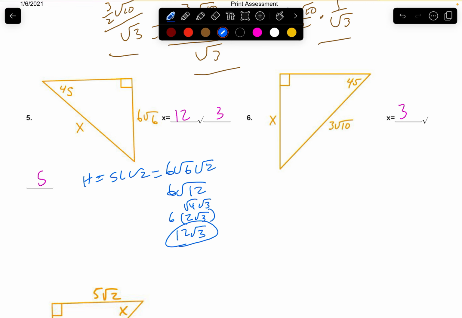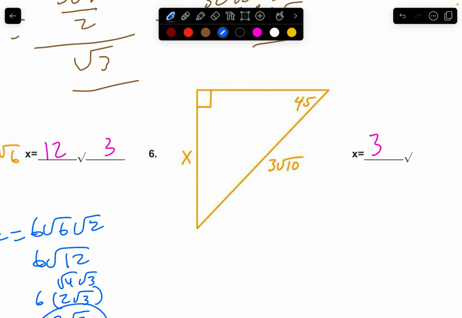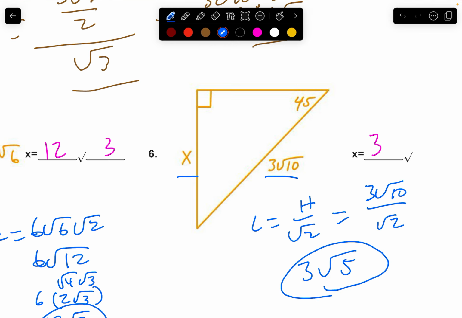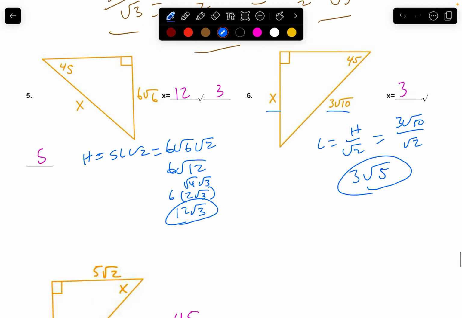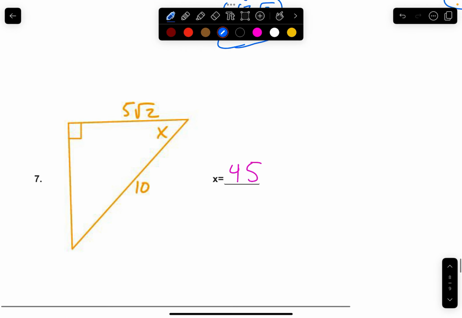Beautiful. Over here, 45, 45, 90, I have the hypotenuse. I want the leg. The leg equals the hypotenuse divided by root 2. 3 root 10 divided by root 2 is 3 root 5. Perfect. Here they want the angle.